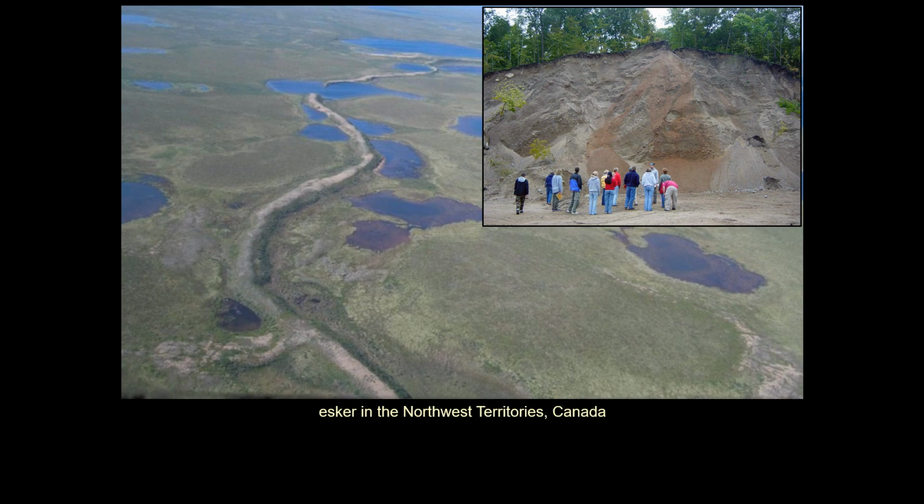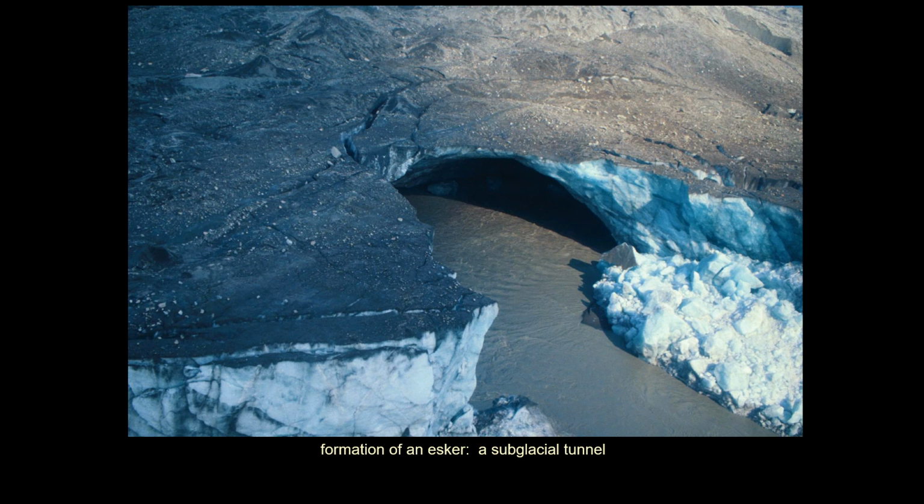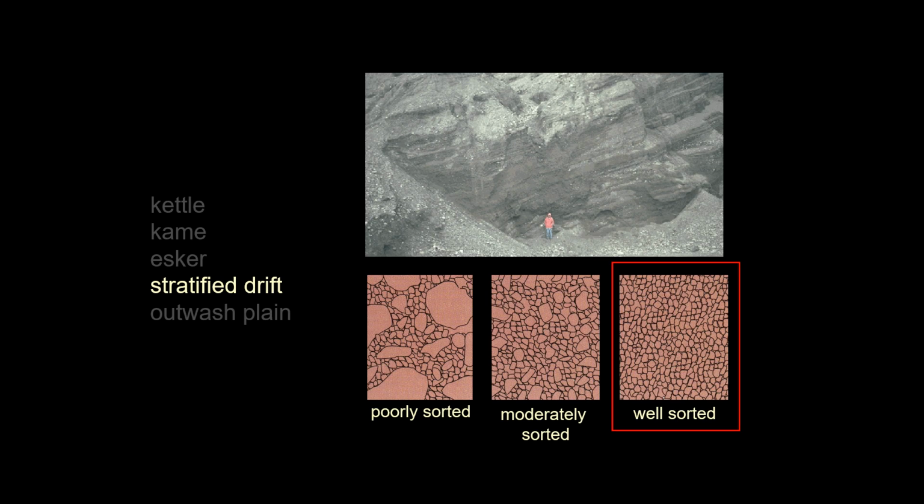Here's another example of an esker and some students looking at an esker. Again, similar particle size, stratified drift, smaller particles carried away and piled up. Here's a longer esker in the Northwest Territories of Canada, so you can visualize what these eskers might look like. Here's a subglacial tunnel with water traveling in it. Once this glacial ice is gone, you might find an esker underneath where the water was pushing sediment out of the way.